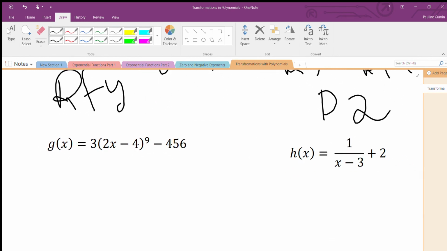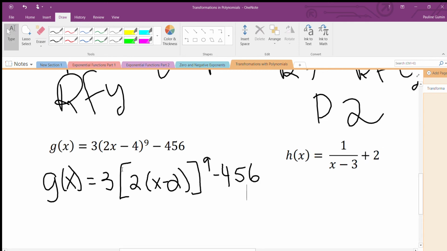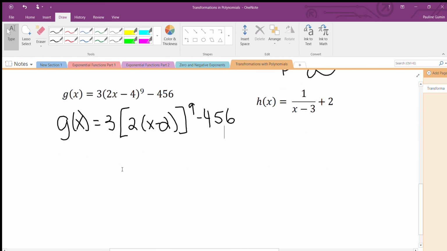So I'm going to zoom in, and I'm going to factor the inside. I'm going to make these brackets so we don't get confused. Okay, there we go. Now we can talk about the transformations.